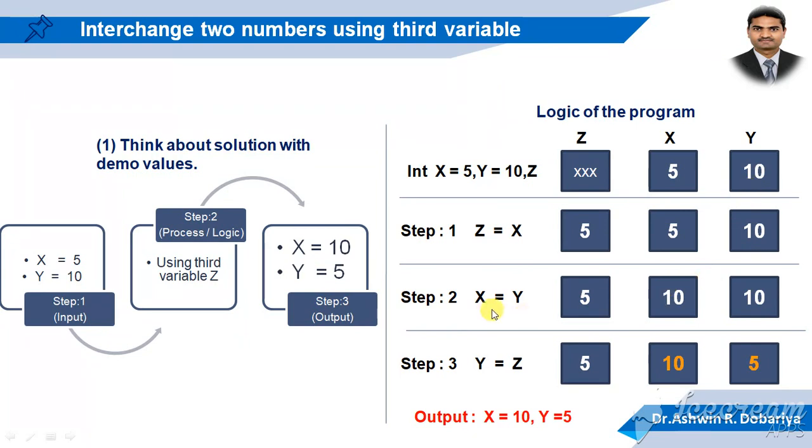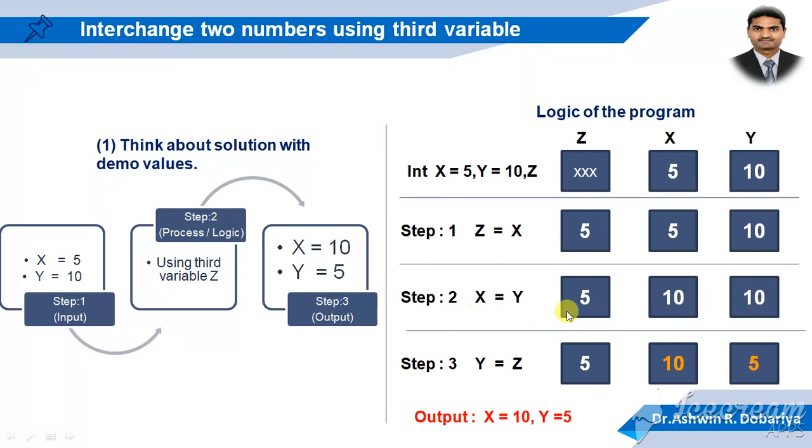Now see, if we write this statement, x is equal to y, it means the value of y is 10 and 10 is overwritten to x. So in this statement z remains 5 as it is, and now x becomes 10 because we have overwritten the value of y to x, and y is as it is, 10.